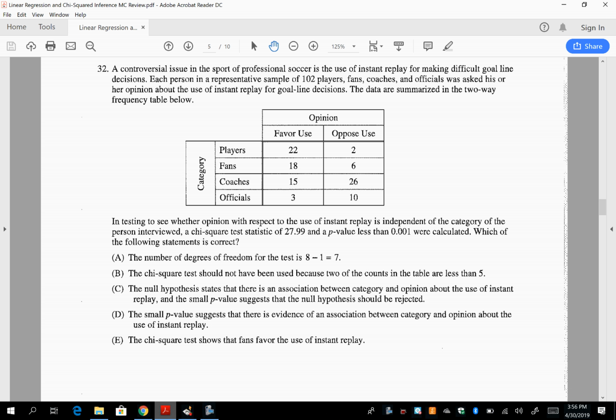P-value less than 0.001. That's really small, and it suggests there's evidence of an association. I mean, D sounds like exactly what we would conclude. So I think D is right. Let me check E out.